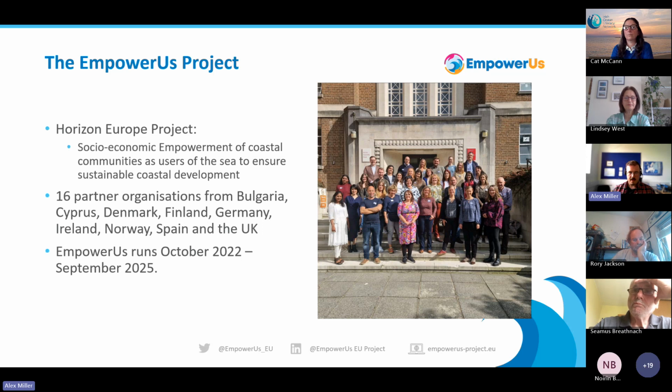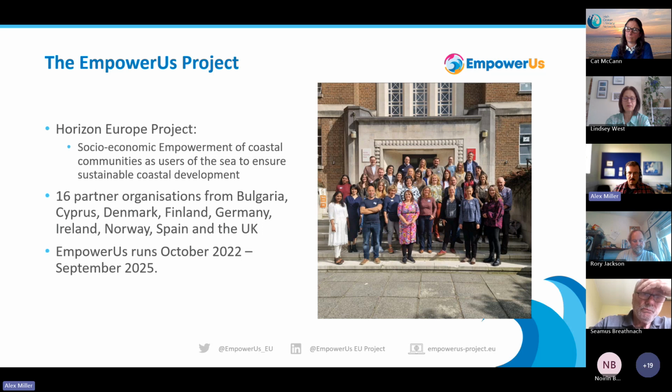So to begin with, the Empower Us project is a Horizon Europe funded project, which brings together 16 partner organizations across Europe. So the full title is Socioeconomic Empowerment of Coastal Communities as Users of the Sea to Ensure Sustainable Coastal Development. And it started in October 2022 and is ending this September 2025.